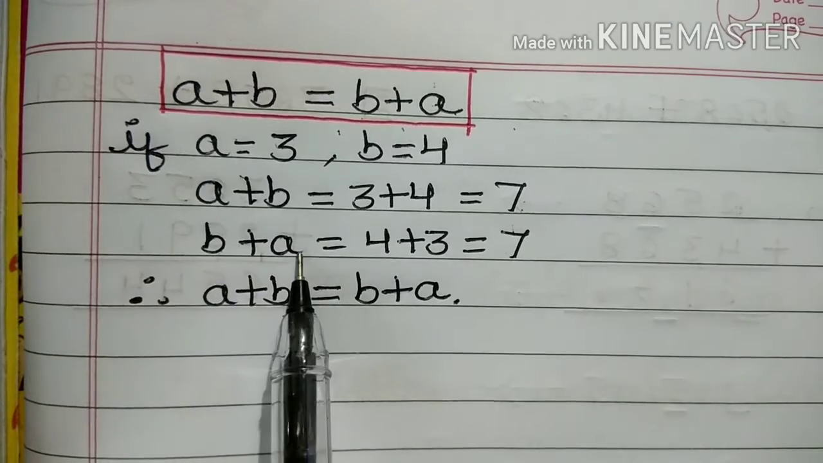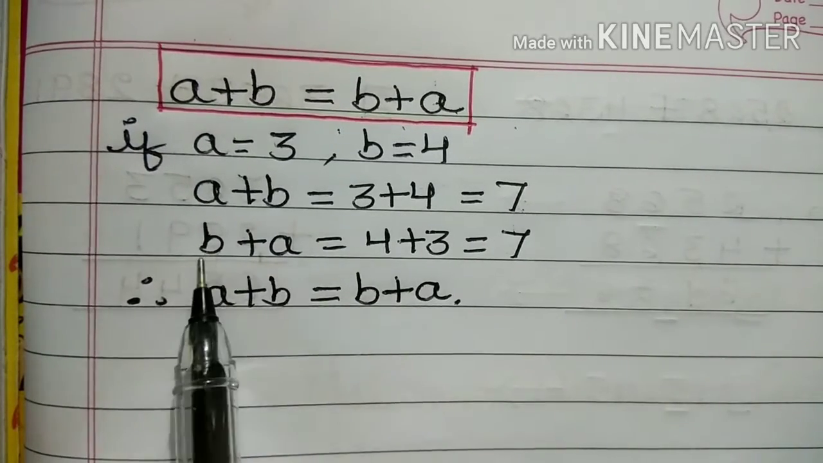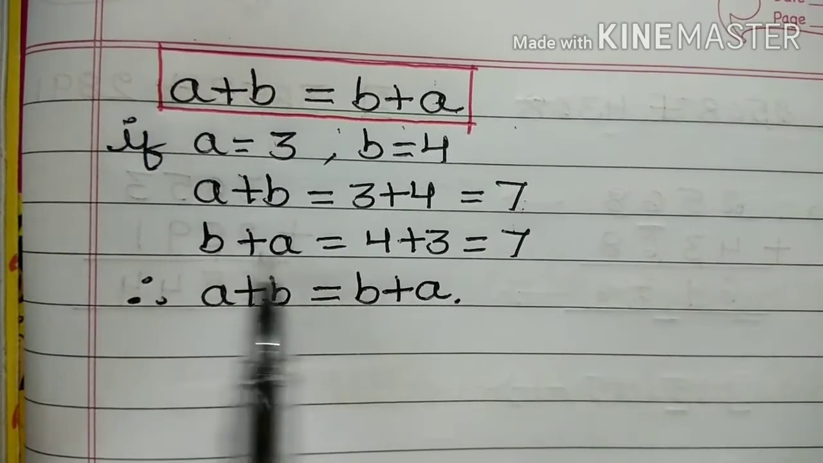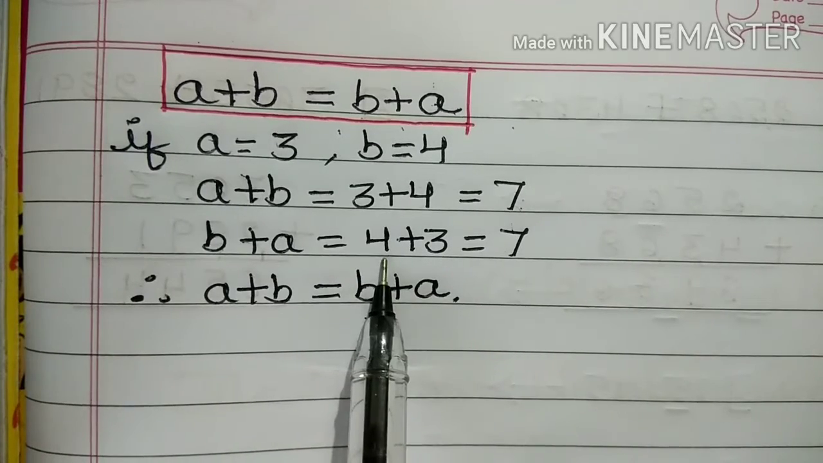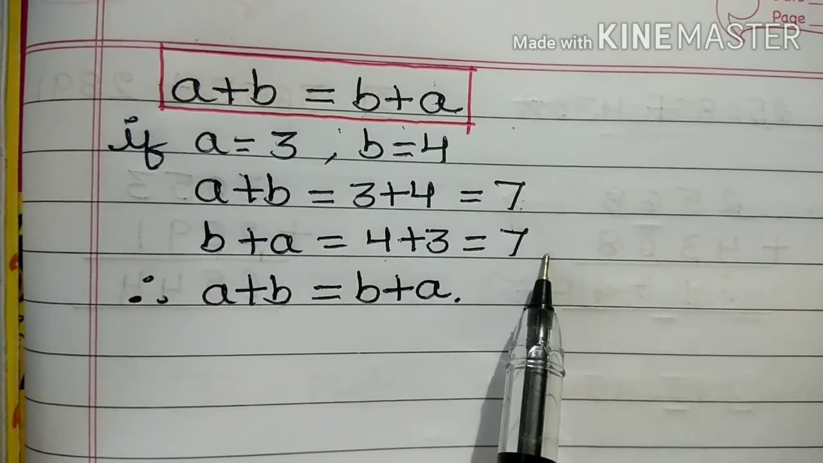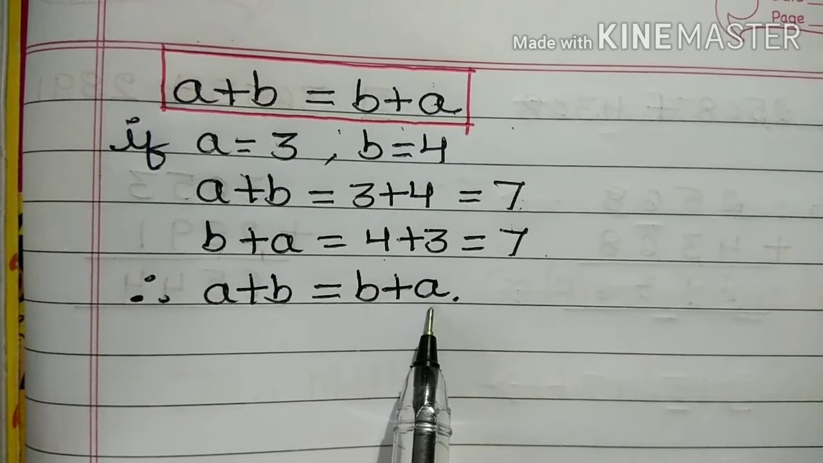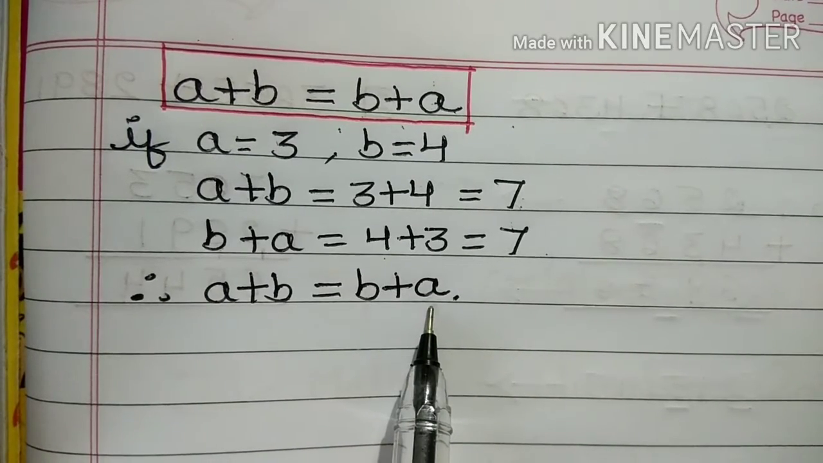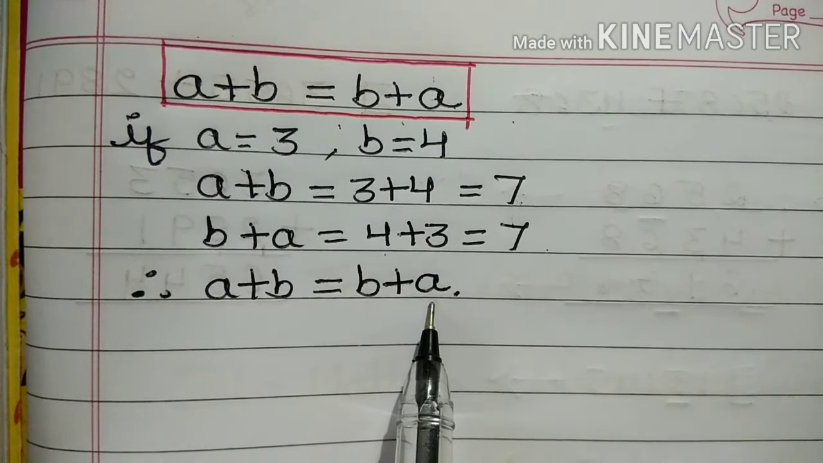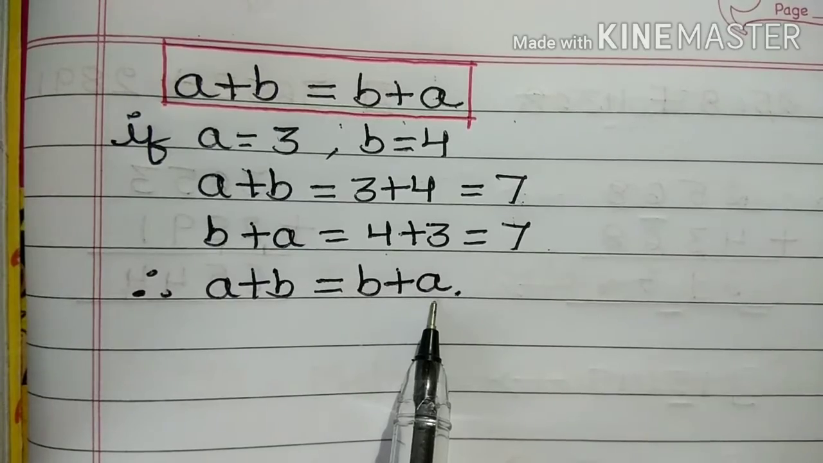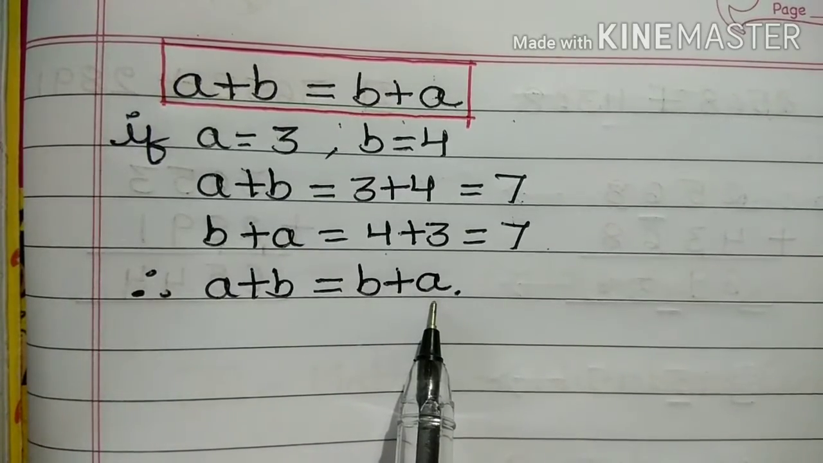Next, B plus A. Here we have to interchange the places of A and B. So B plus A, that is 4 plus 3, which equals 7. So therefore A plus B equals B plus A. This property is known as commutative property for addition, or we say that addition is commutative for whole numbers.